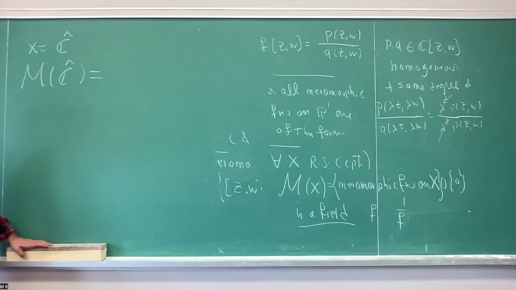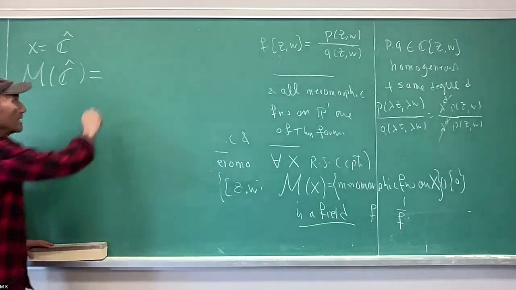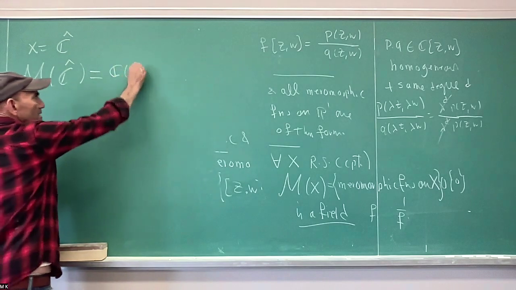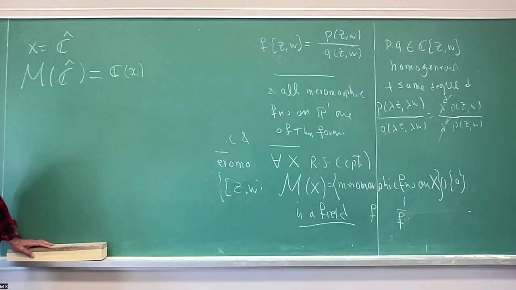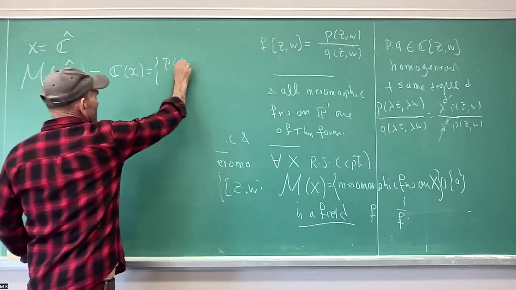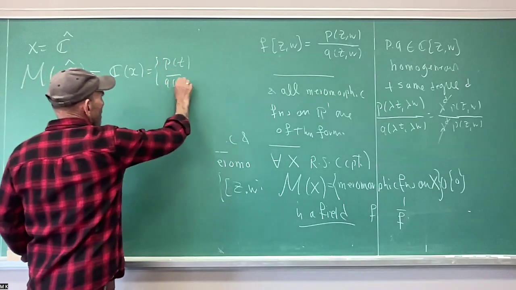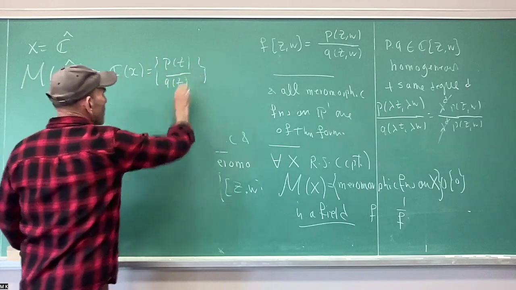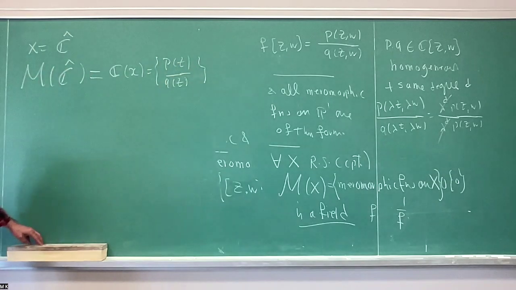This field of meromorphic functions, I said that all meromorphic functions are just rational functions. So this is the rational field. I don't know what the notation for the rational field is. Is it this? Yeah, I think so. Okay, so this is the set of P of Z over Q of Z. So we already know it mostly.